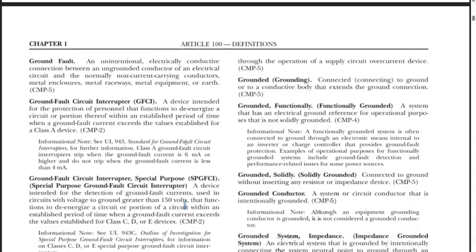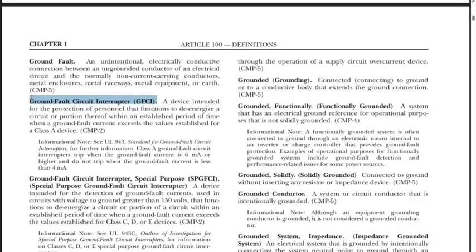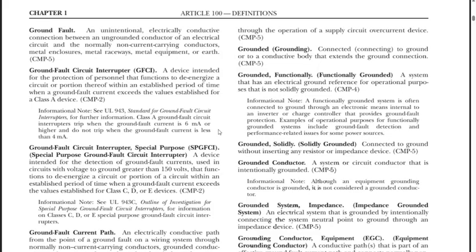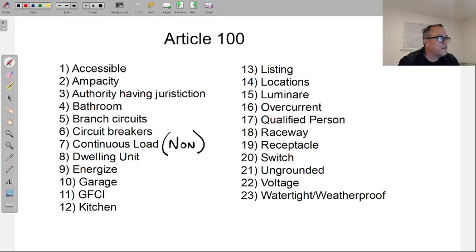And it's up here, the second one from the top left. A ground fault circuit interrupter, or GFCI, or by the way, we just call it GFI in the field. The C is usually dropped because you don't need the circuit interrupter part, just that it's an interrupter. It is a device intended for the protection of personnel that functions to de-energize, so the antithesis, the other side of energize, is de-energize, a circuit or portion thereof within an established period of time when a ground fault occurs.